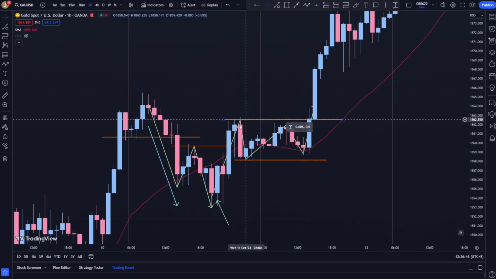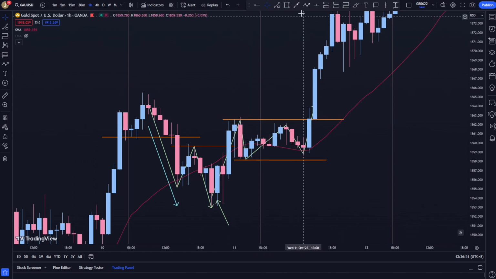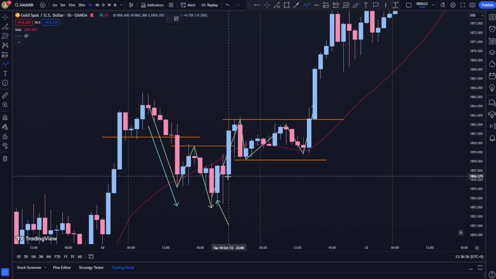So this is still my high point, not a higher low point. High point is for continuation. Higher low point is for reversal.